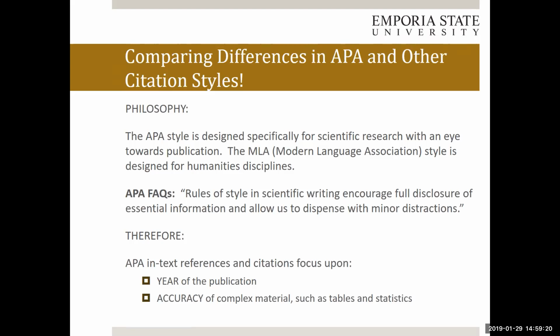So in other words, there are reasons why there are rules to APA citation style, in-text citations, the references list, and so forth. As a result, what we find is that the in-text references and citations in APA style tend to focus upon two particular aspects: the year of the publication and also the accuracy of complex materials such as tables and statistics. This is actually one reason, if you're doing a reference in APA style for a book or an article or website or other item, you tend to focus upon the year in parentheses right after the author's information. So the focus very much is upon the currency of information.